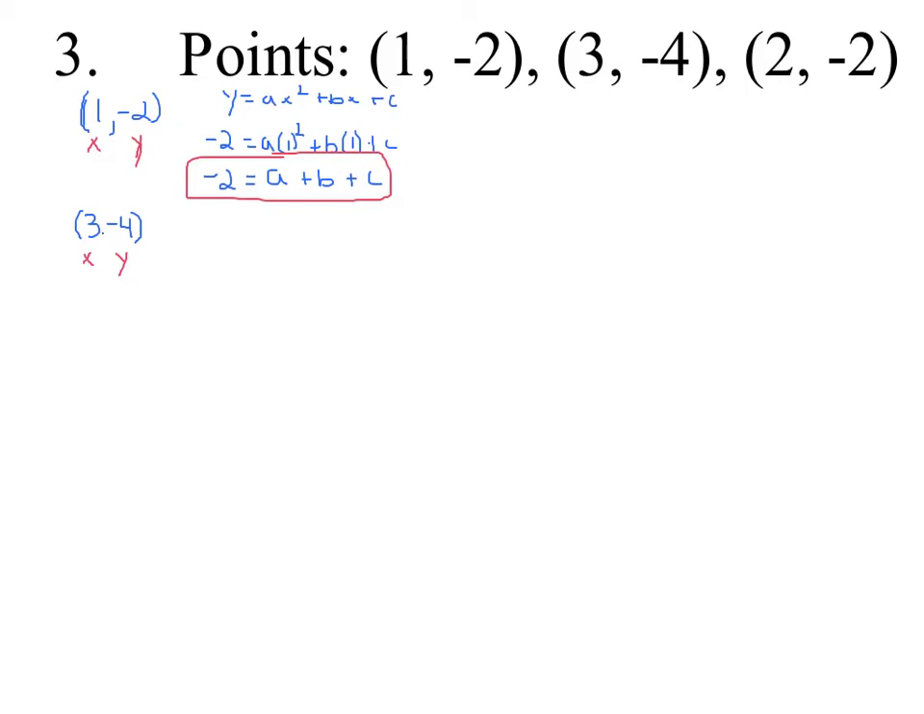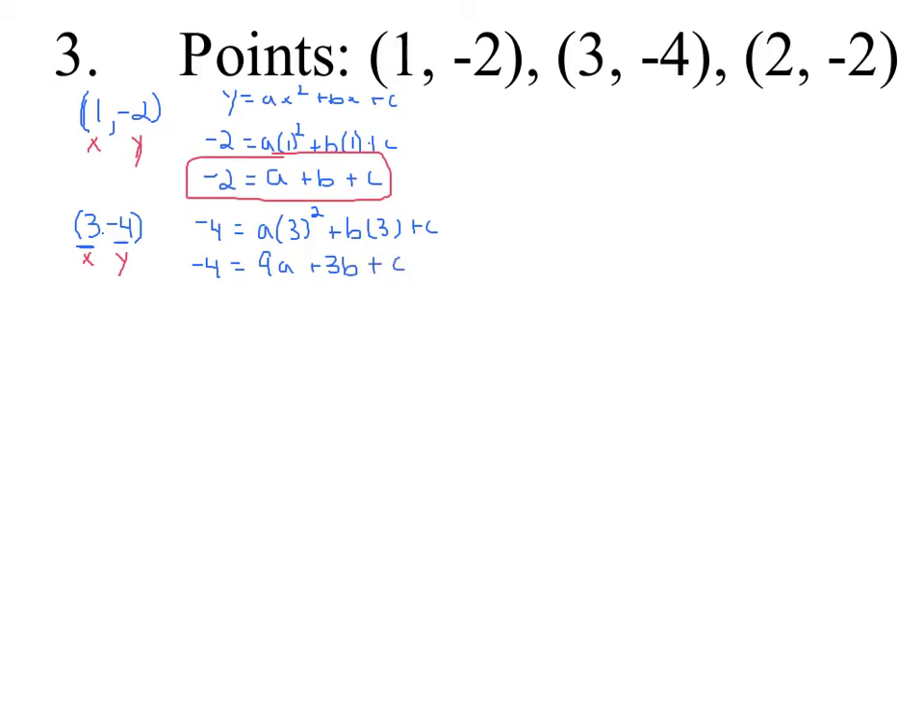So let's plug this one into standard form now. So it's y, which is -4, equals a times your x value of 3 squared plus b times your x value of 3 and then plus c. So notice I'm just taking these values right here, put that in for x, put that one in for y. And now let's simplify it. So -4 equals 3 squared, 9, so that would be 9a plus 3b plus c.